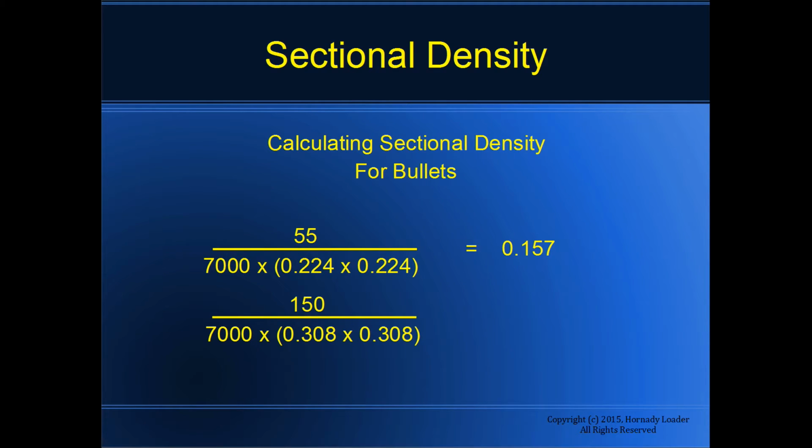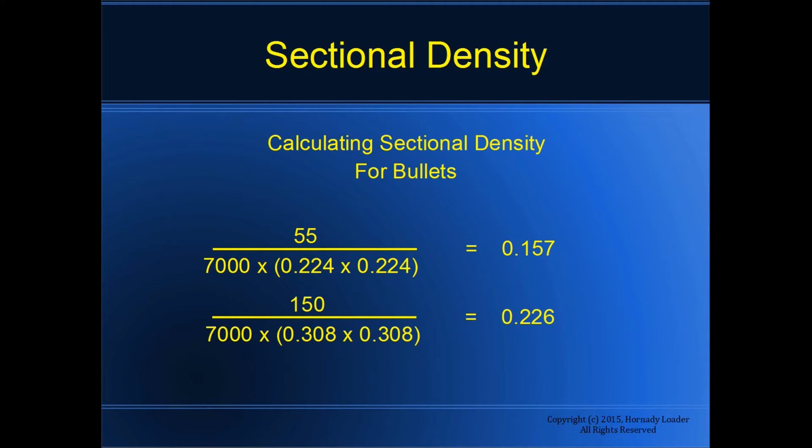At the top here, we have a 223 Remington bullet. It's 55 grains, 0.224 inches in diameter. And using our formula there, we find that the sectional density for this particular bullet is 0.157. Now on the bottom here, we have a 150 grain 308 bullet. And it has a sectional density of 0.226 once we apply this formula. Now I don't think that's surprising to anybody that a 150 grain 308 bullet is going to have better penetration capabilities than a 55 grain 223.